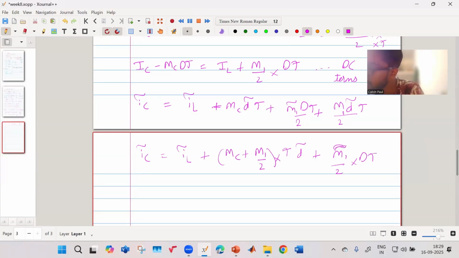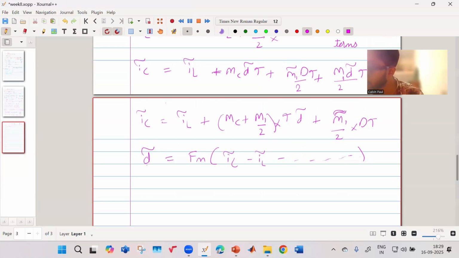So now what we do is we want to write d tilde as some fm into IC tilde minus IL tilde minus something like this. We want to write in this form. So we take this d per term on the left hand side, and we shift these things all to the right hand side.